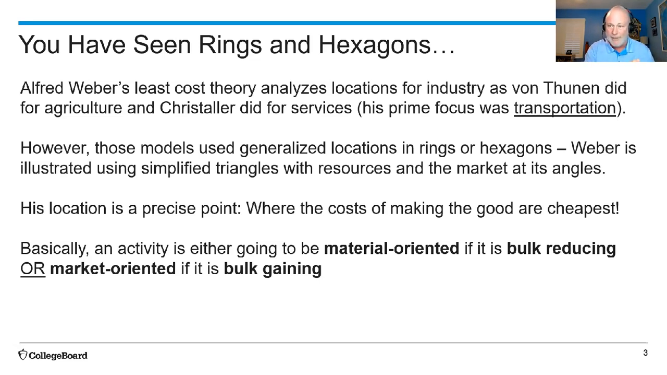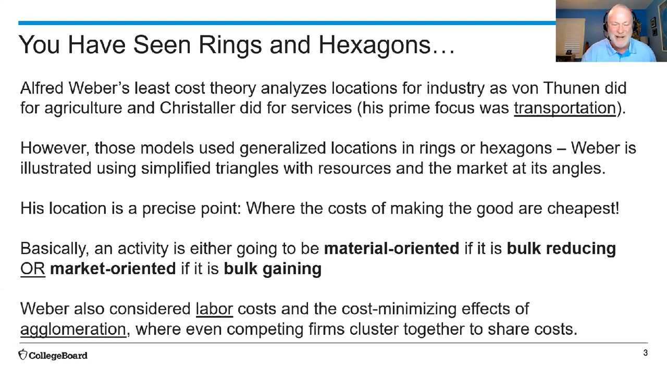If it's material oriented, that means that the raw material is so big and so heavy, I don't really want to move that. But as I process it, it gets lighter, it gets smaller, and it gets cheaper to move it. And that's what we call bulk reducing, right? And if it's market oriented, we know that as I put the product together, it's getting bigger, bulkier, heavier. By the way, it doesn't just have to be size or weight. It can also be volume, right? If it's market oriented, we say that it's bulk gaining. And of course, I always hope to be bulk reducing in my personal life, but sadly, I tend to be bulk gaining. But this is what you have to remember when you think of the model.